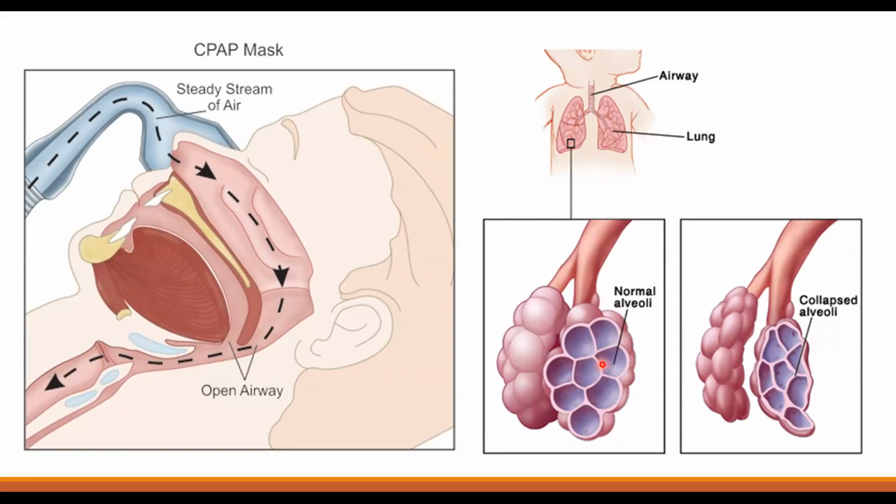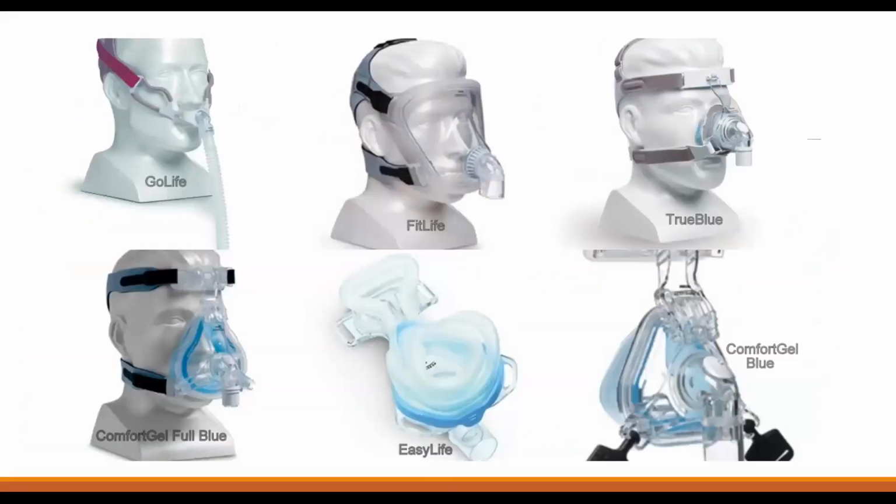With that air going in with the CPAP, this collapsed one will actually expand out, and there's more surface area to be able to exchange the oxygen and the carbon dioxide. There's different brands. You'll see most of them in the ambulance have the comfort gel, either comfort gel blue, the comfort gel, there's like different sizes.